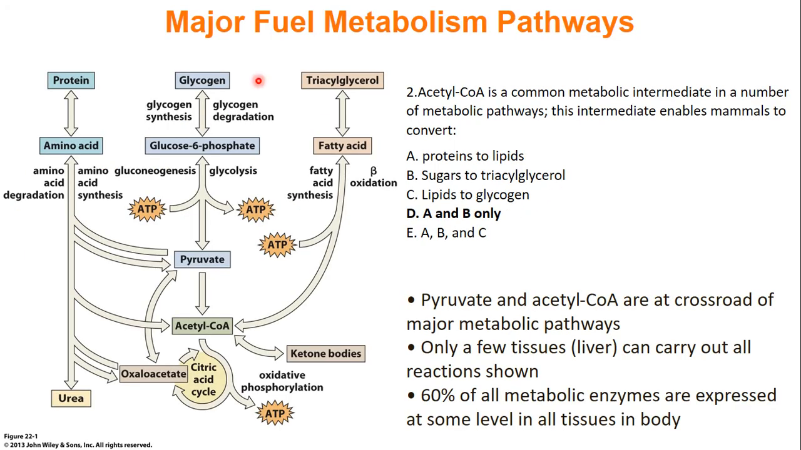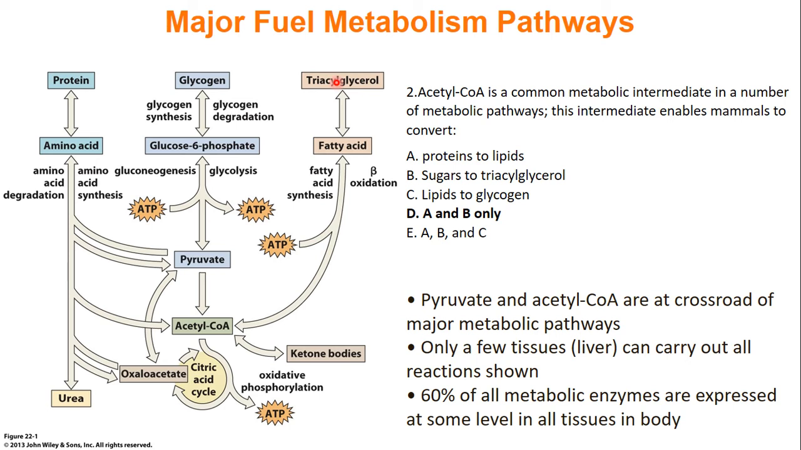All right, so here is our big map of our cycles of metabolism. You can see right here, acetyl-CoA is a common intermediate. What can we use acetyl-CoA for? So let's take a look at proteins. Can we go proteins to lipids? So proteins are broken down to amino acids, acetyl-CoA, acetyl-CoA to fatty acids, and lipids. Yep, we can do that. How about sugars to triacylglycerols? So glycogen, G6P, pyruvate, acetyl-CoA, fatty acids, triacylglycerols. Yep, we can do that.